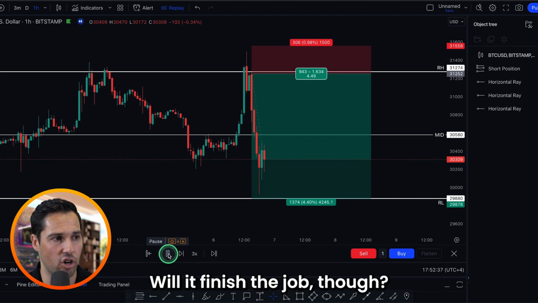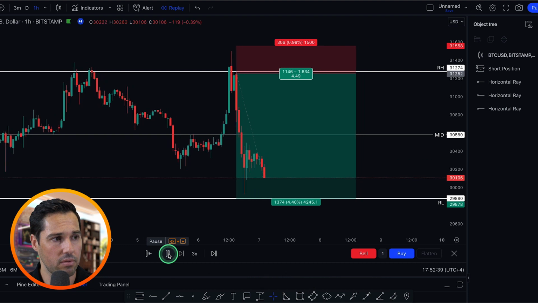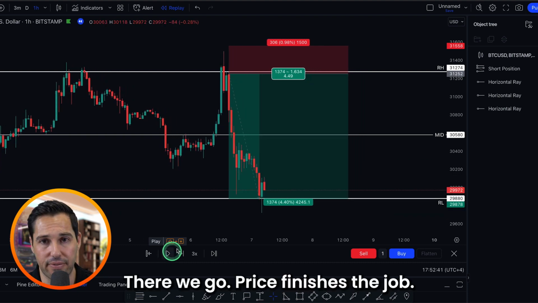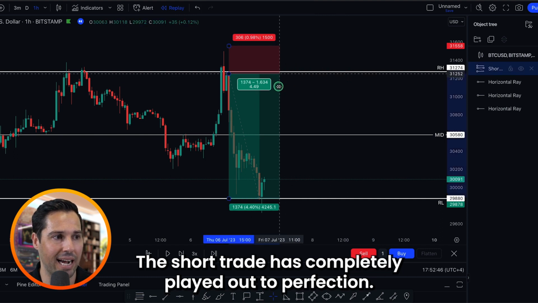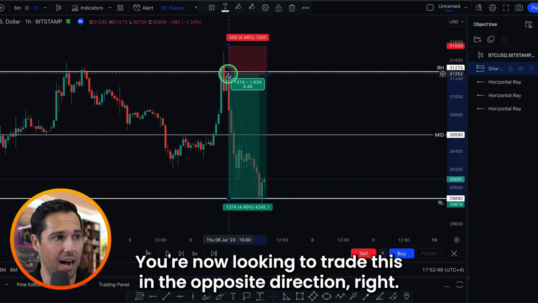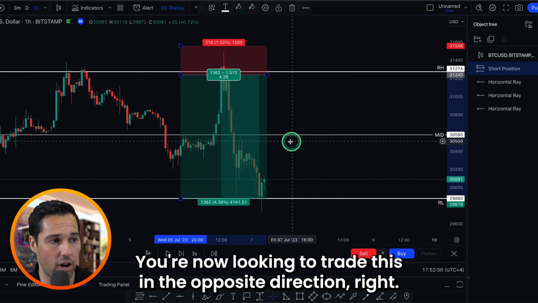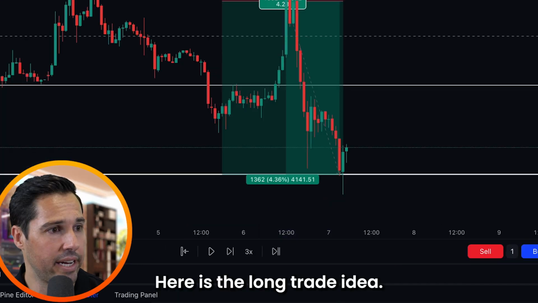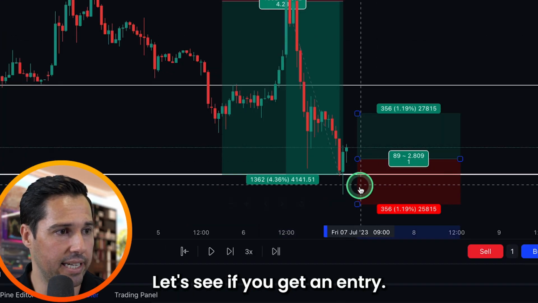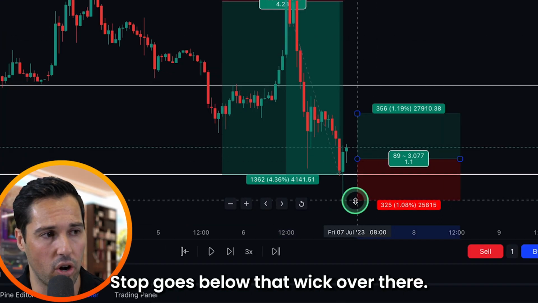Will it finish the job though? There we go. Price finishes the job. The short trade has completely played out to perfection. You're now looking to trade this in the opposite direction, right? So immediately after that, you're looking to potentially go long. Here is the long trade idea. Let's see if you get an entry. Stop goes below that wick over there.